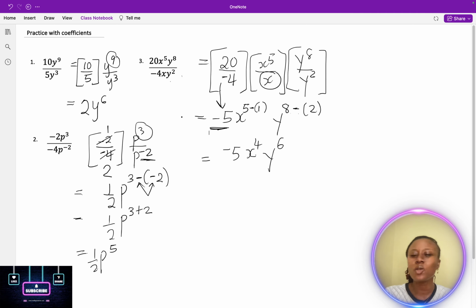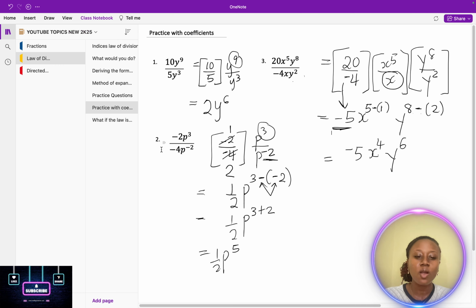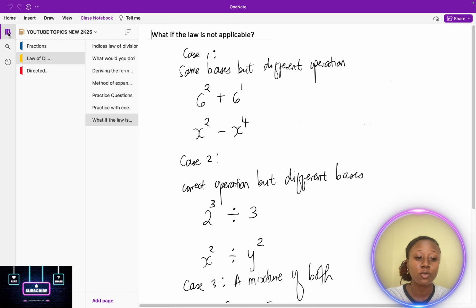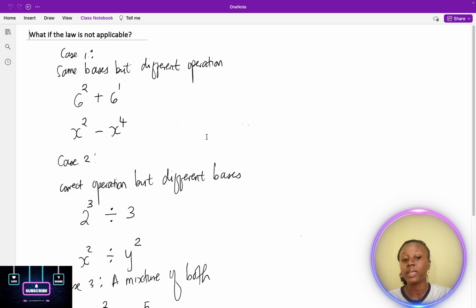Now, we're going to look at the last situation. You don't have to stick around for these, but these are going to be all the cases where we do not have the same base or we're not dividing. How do I approach questions like these?